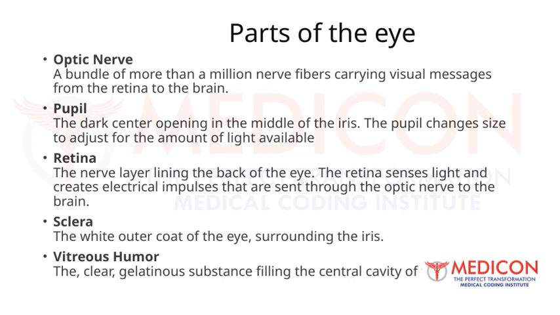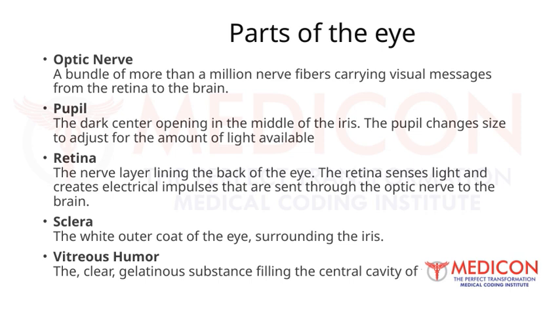Moving to the retina, this is the nerve layer lining the back of the eye. It plays a crucial role because it senses light and converts that into electrical impulses. These impulses are then sent through the optic nerve to the brain, enabling us to process what we're seeing.